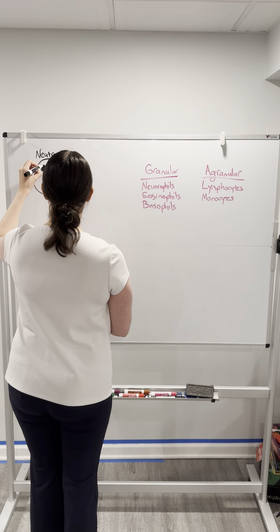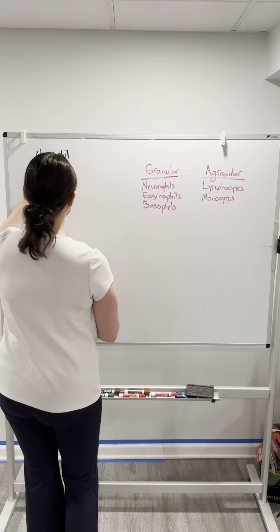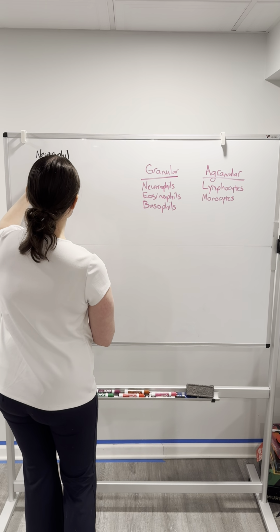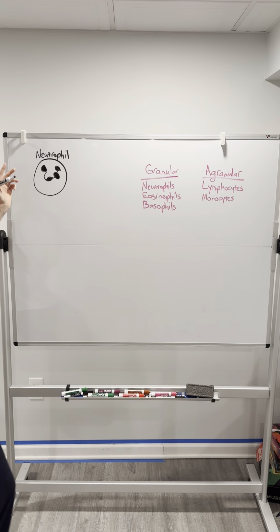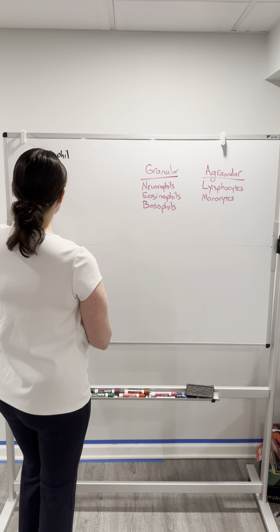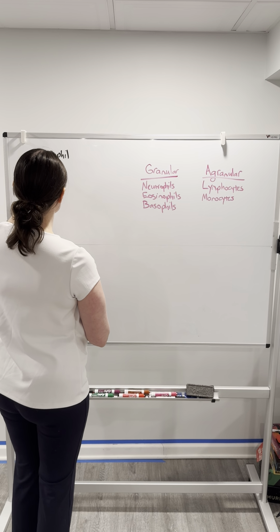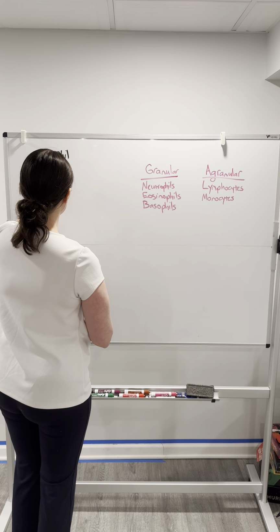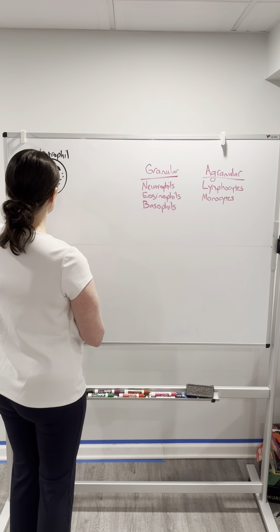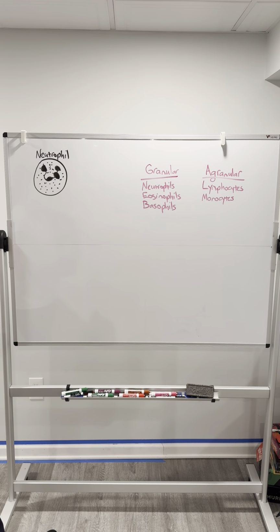Okay, and these are going to be a darker color. It's not stained black, I'm just drawing it in this color. It'll be pink around and then purple where the nucleus is, and then you'll see the granules throughout, so all these little dots throughout this cell. Okay, those are the granules. Okay, so that's a neutrophil.